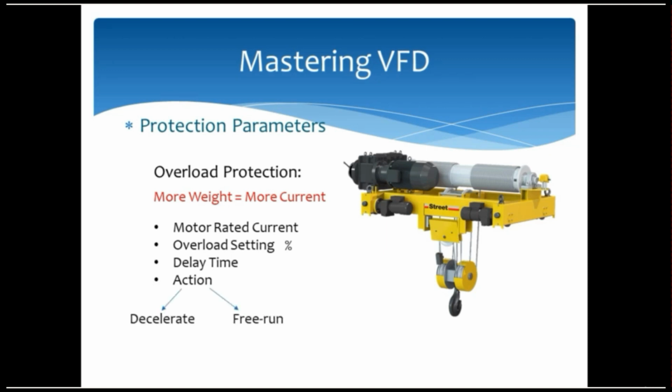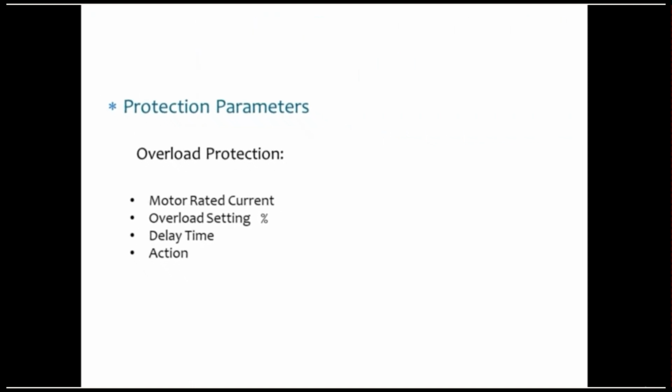And most importantly, you need to select the suitable action like deceleration or free run based on application. Once the trip happens, either it will decelerate or it will let the motor run free based on its momentum.